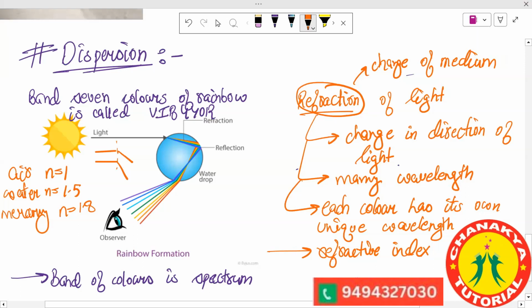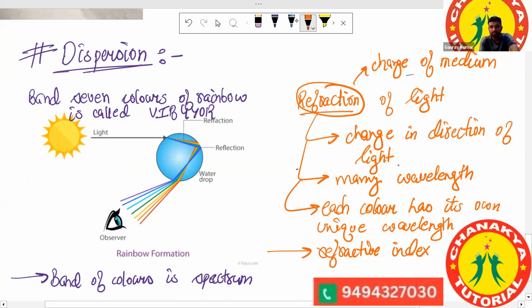Sir, then how is the refractive index related to the wavelength? If a medium has a different refractive index, how can it differ the wavelengths? Okay, so there is a clear relation. You yourself told me that this depends on velocity, right? That there is a change in velocity, that's why there is a change in direction, right? Yes, sir. Okay, can you tell me how velocity and wavelength are related?